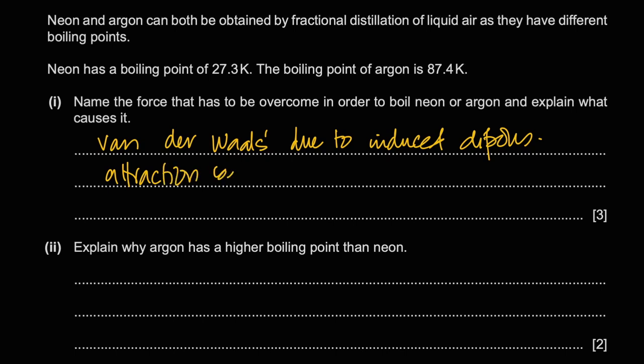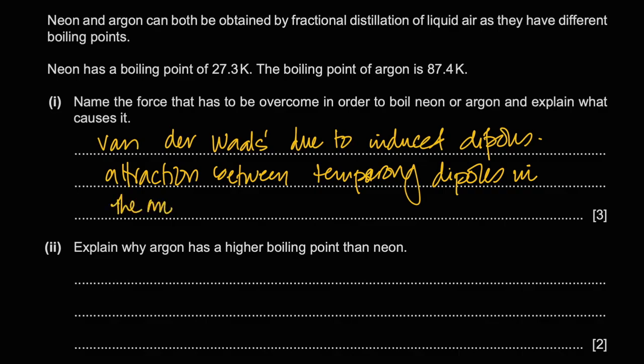between temporary dipoles in the molecules of neon. It's for 3 marks. Yeah, where the delta positive attracts delta negative. I don't know what else to write here for 3 marks, unless I know exactly what the marking scheme says, but this is the data. It's induced dipoles here, and the dipoles were temporary, and the attraction is between the positive and the negative ends.